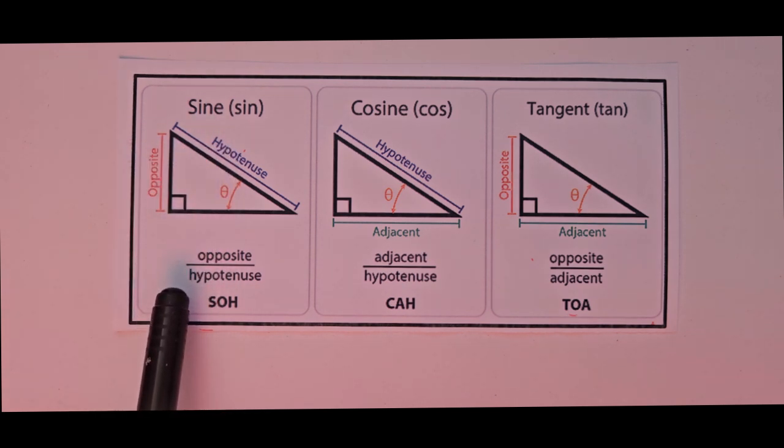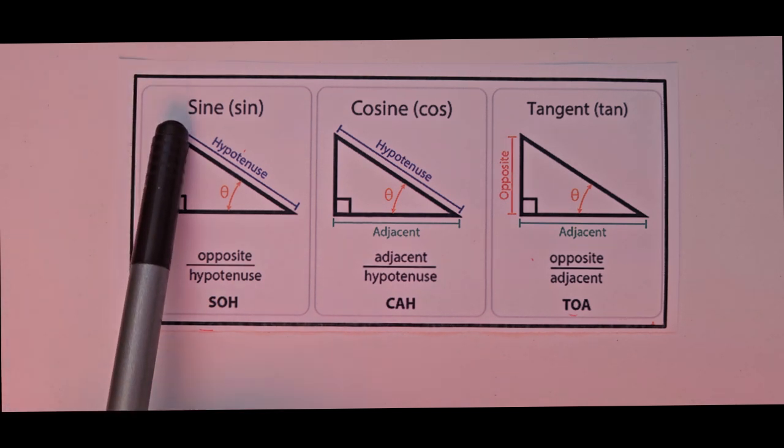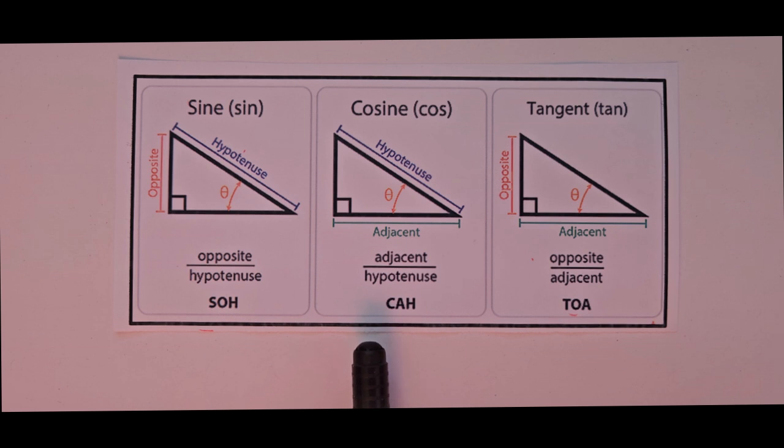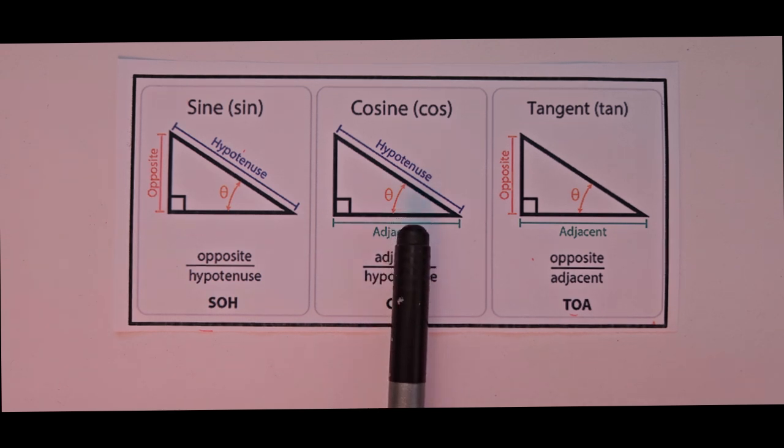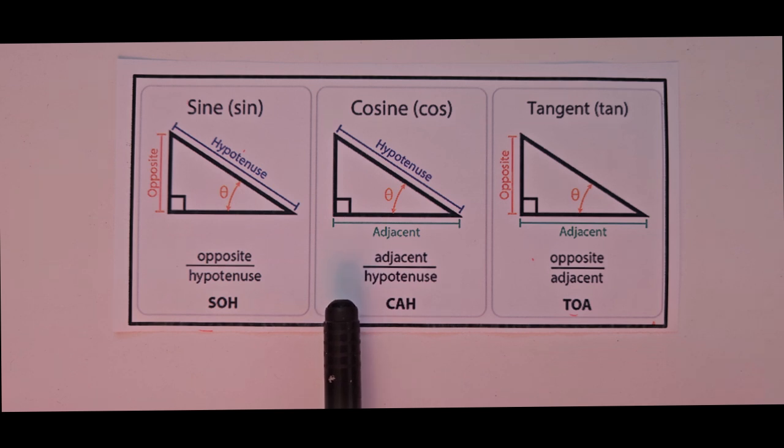So if I use the acronym, that would be SOH. The other one, for cosine of angle theta, is adjacent over hypotenuse. And the tangent of this angle is the opposite over adjacent, which is TOA. Some people, if you watch other videos or look at some textbook, might refer to the SOHCAHTOA rule. This is the acronym of the three basic trigonometric functions.